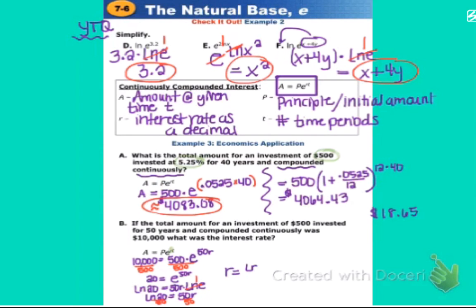So let's see, the ln of 20 divided by 50. We're going to type that into our calculator, use the ln key this time instead of the log key, 20, close the parenthesis, divided by 50, and I get approximately 0.0599, and that means as a percent that must have been about 6%.